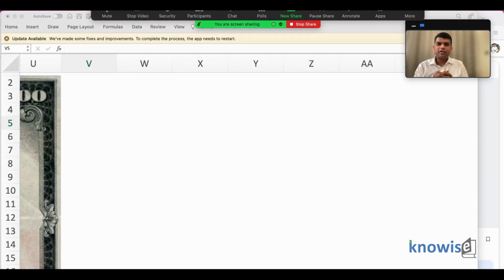Welcome back. So we were covering the numerical aspects which are there in the NISM PMS module 21A. In the previous video, we had covered the numerical concepts from chapter 1 and 3. But now we'll move to chapter 4, that is on concepts of bonds or debt markets. In this particular chapter, the numerical area predominantly lies with the concept of bond valuation.